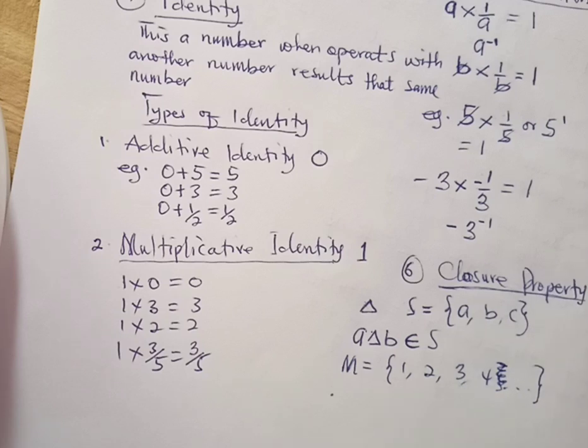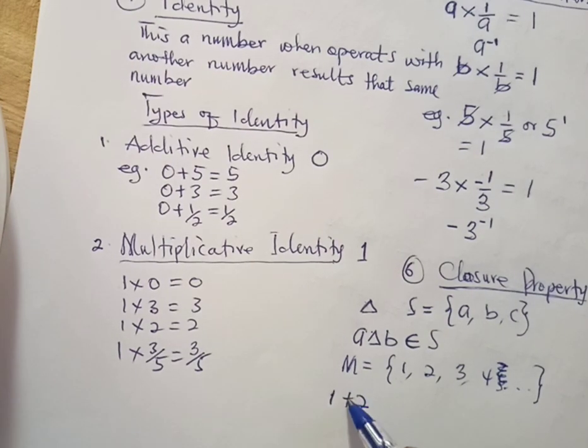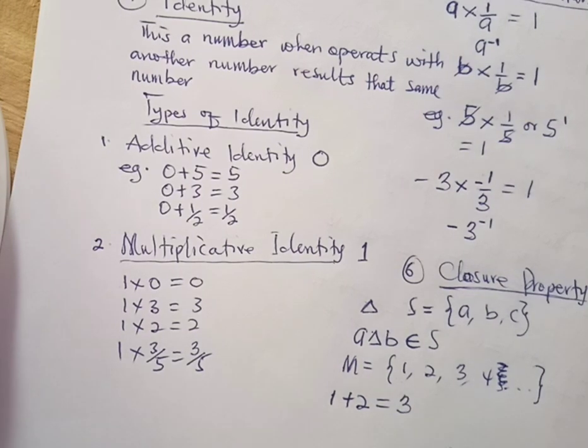So let's say this continues. So set M is what? Set M, we say that it can be what? Natural numbers to infinity starting from 1. Okay, so let's say I have this. If I pick two elements, 1 plus 2, this is the operation. If I operate, I'm getting 3. So you ask yourself, is the 3 also a member of set M?